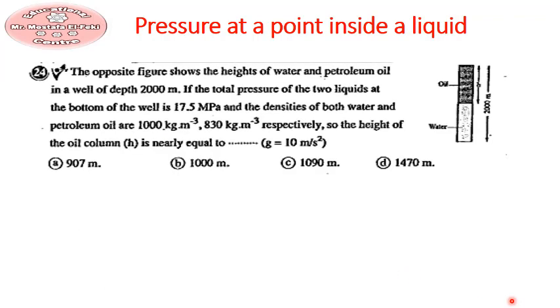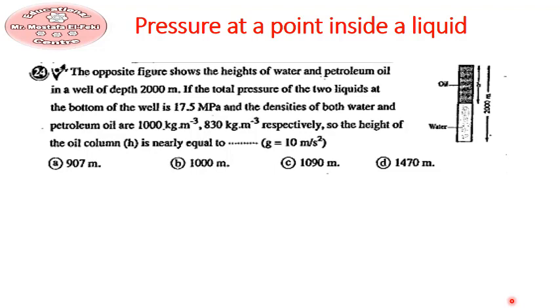The opposite figure shows the height of water and the petroleum oil in a well of depth 2000 meters. If the total pressure of the two liquids at the bottom of the well is 17.5 megapascal (10 power of 6), and the density of both water and petroleum oil is 1830 kilogram per cubic meter.